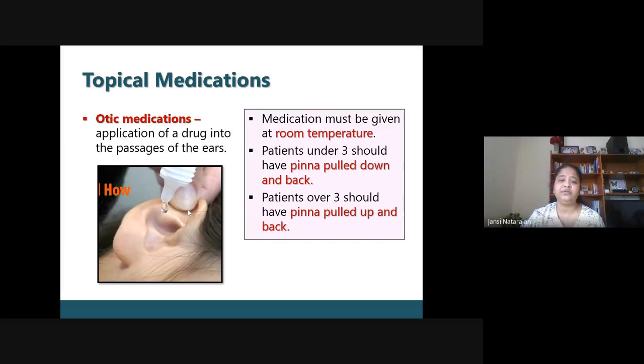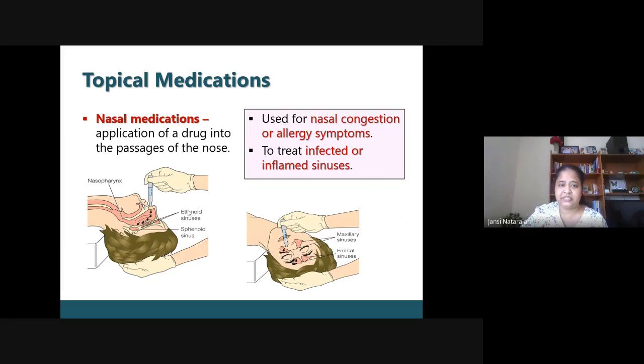Okay, supposing you need to give for both the ears. We will show you the right procedure when you come to the lab. So after instilling ear drops, you will put a small cotton, and you make the patient wait for at least 5 minutes. Then you turn to the other side and then put the drops. Immediately if we put, what will happen? When you turn to the other side, these ear drops will come out. Okay, the procedure we will be seeing.